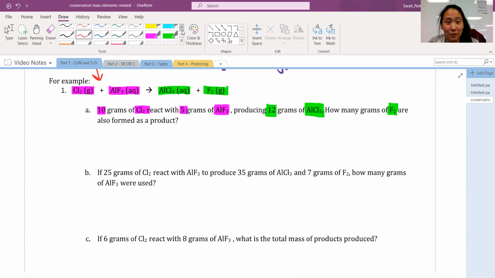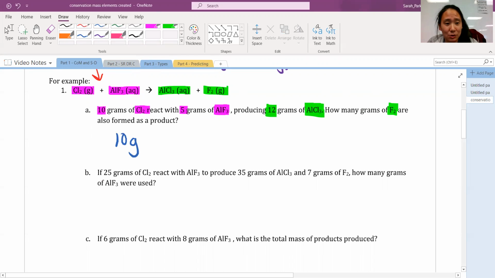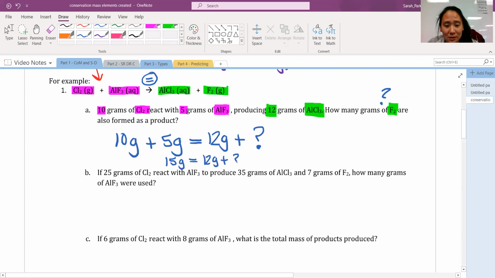So you're substituting, right? Here, 10 is going to replace the first one, 10 grams of chlorine. It reacts with how many aluminum fluorides? 5 grams here. You've got to think of this arrow like an equal sign because they have to be equal on both sides, right? And you're going to replace the AlCl3 with 12 grams plus, and we're missing this number right here, which is F2. We don't know how many grams that is. So now you solve for the missing X, like in algebra. What is 10 plus 5? It's 15. So you have 15 grams equals 12 grams plus some unknown number.